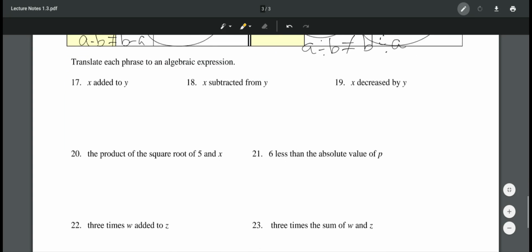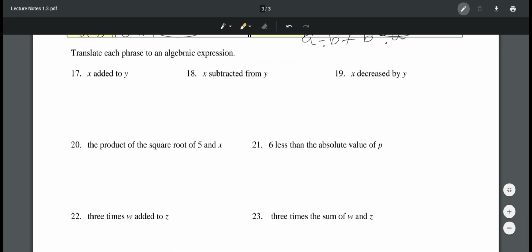So we're going to translate each phrase into an algebra expression. This says that x is added to y. So we're going to write y plus x. That shows x being added to y. In number 18, subtracted from y. So that means y minus x. That shows x being subtracted from y.